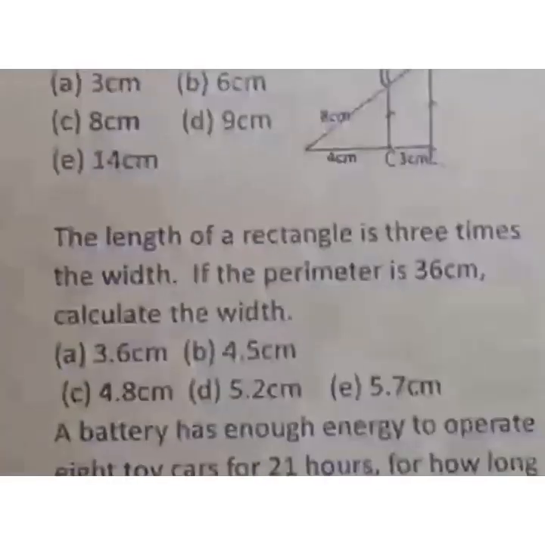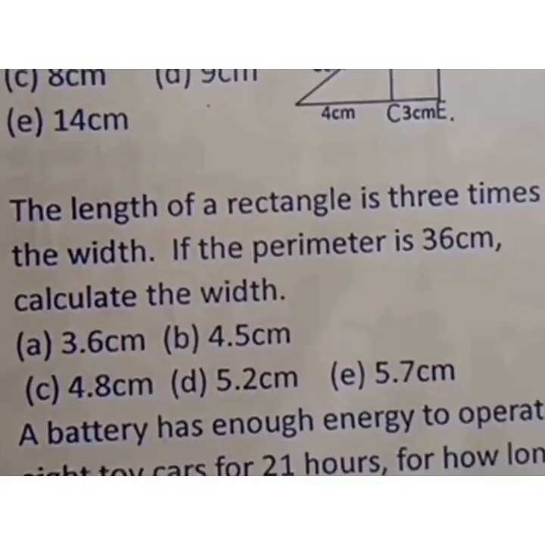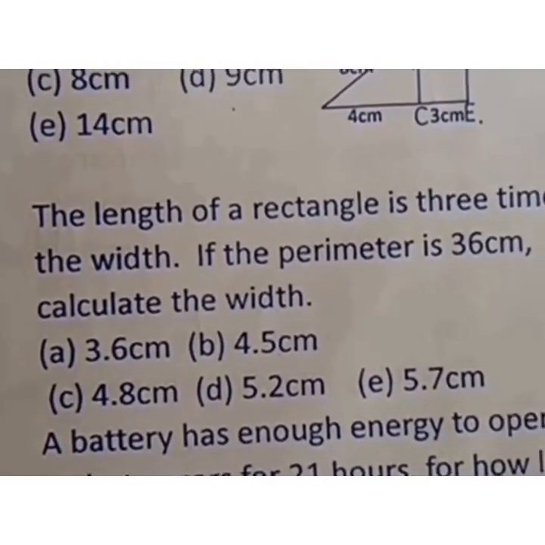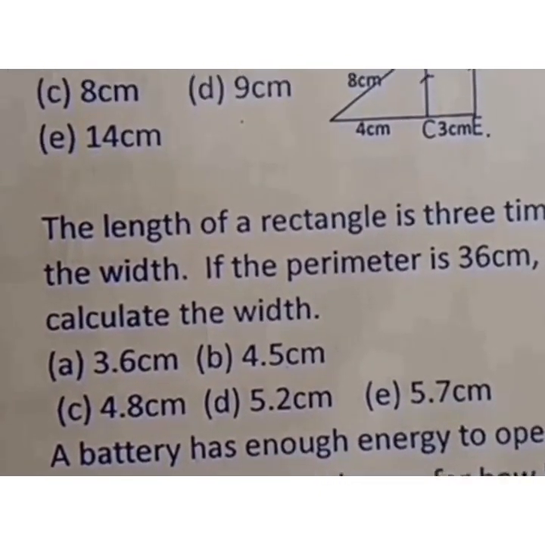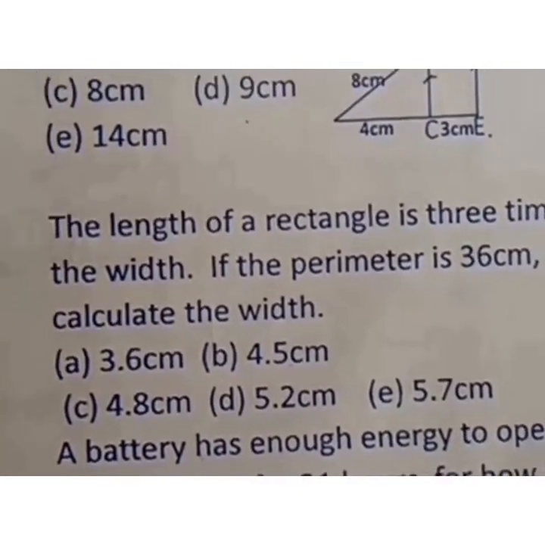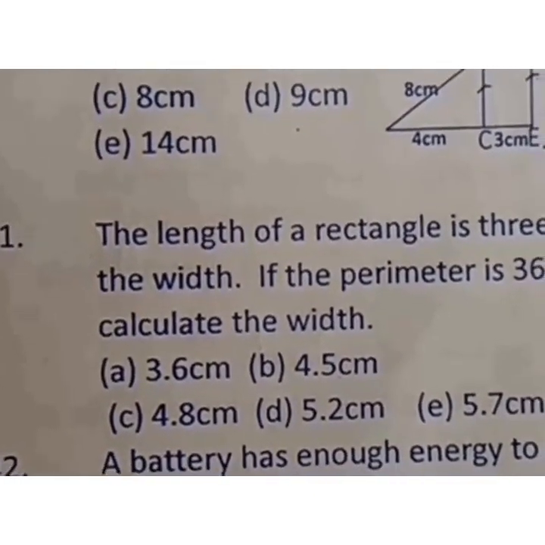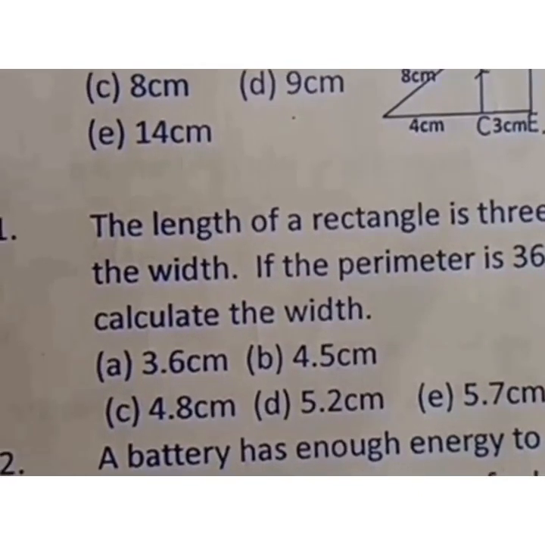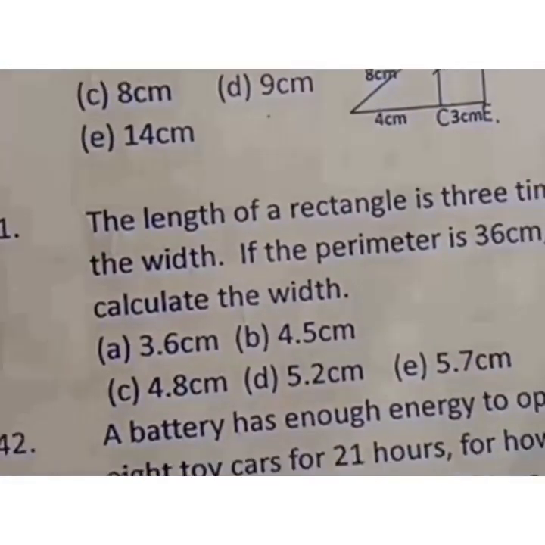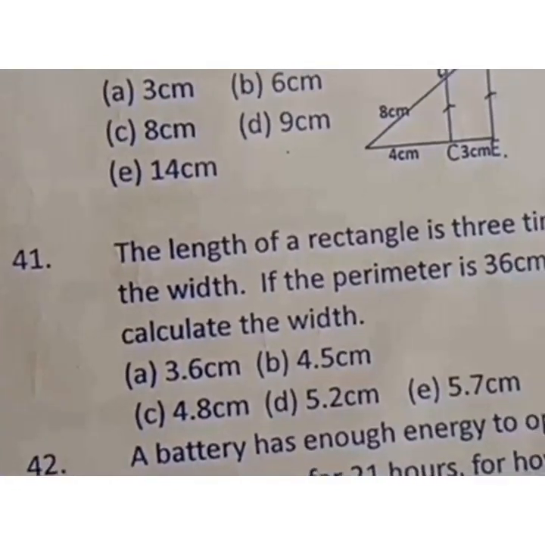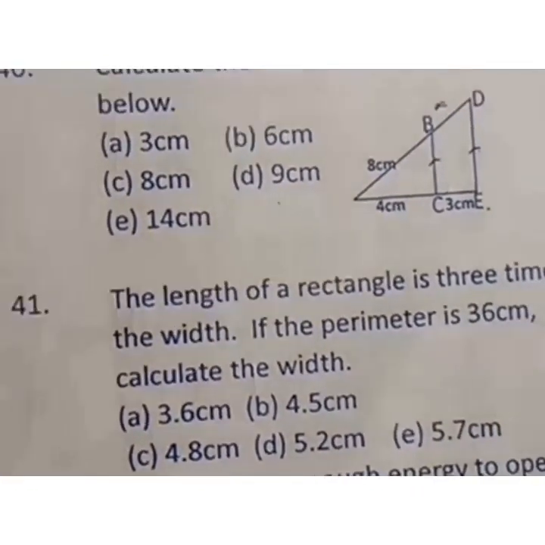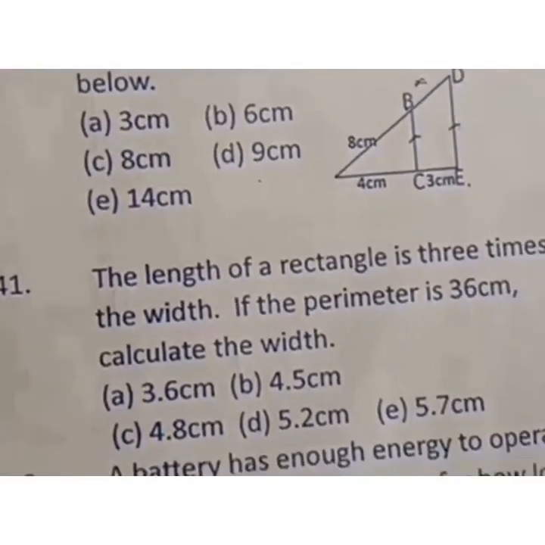Question number 41 says the length of a rectangle is 3 times the width. If the perimeter is 36 centimeters, calculate the width. Now we have been informed that the length of a rectangle is 3 times its width. Of course, a rectangle has a length and a width. If you like, you can make a sketch, but it's not compulsory.